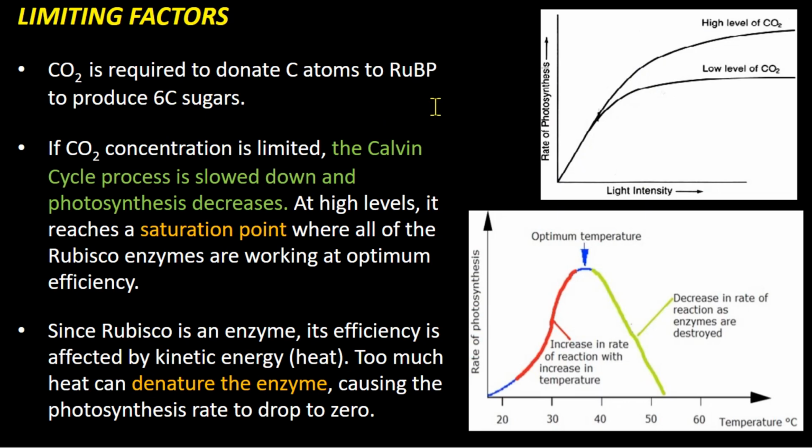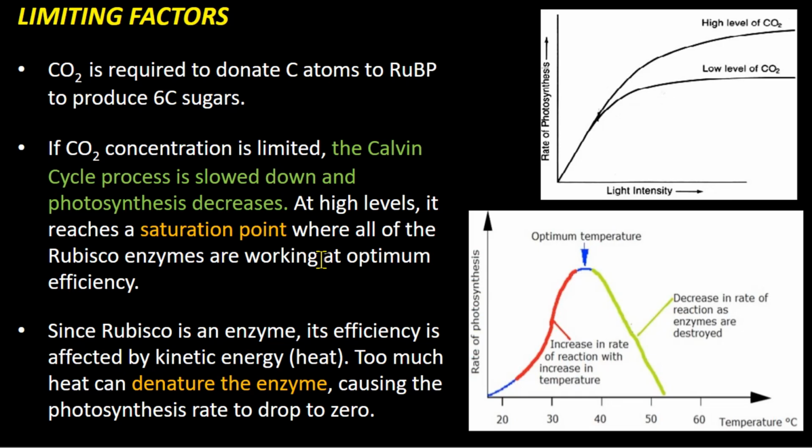Carbon dioxide is another limiting factor. So for example, in low levels of carbon dioxide, we have a lower rate of photosynthesis than if we have a higher level of carbon dioxide. This is because carbon dioxide is of course required to donate carbon atoms to ribulose bisphosphate or RuBP to produce 6-carbon sugars. And if the carbon dioxide concentration is limited, the Calvin cycle process is slowed down and photosynthesis decreases. So at high levels, it reaches a saturation point where all of the Rubisco enzymes are working at optimum efficiency.